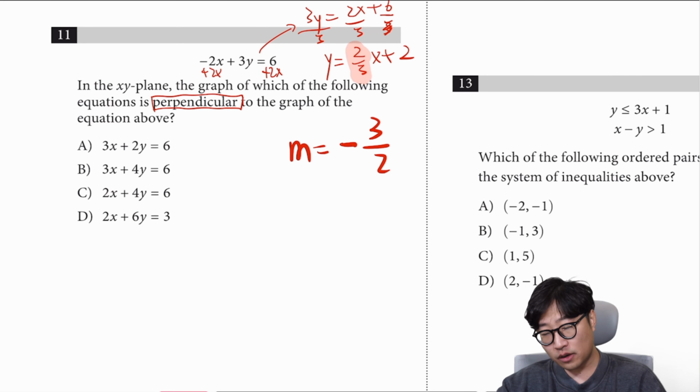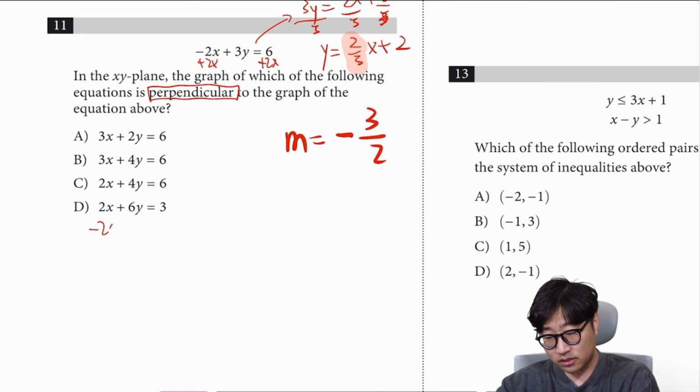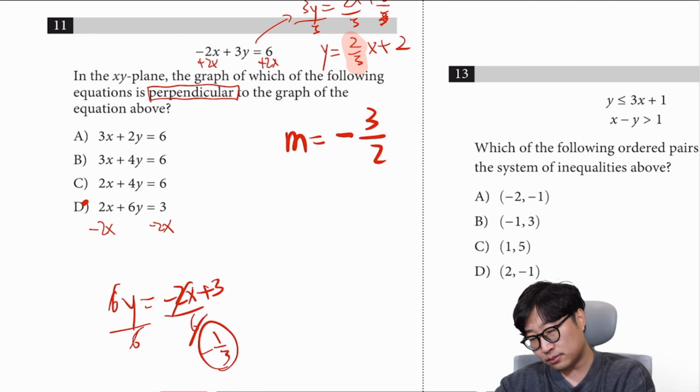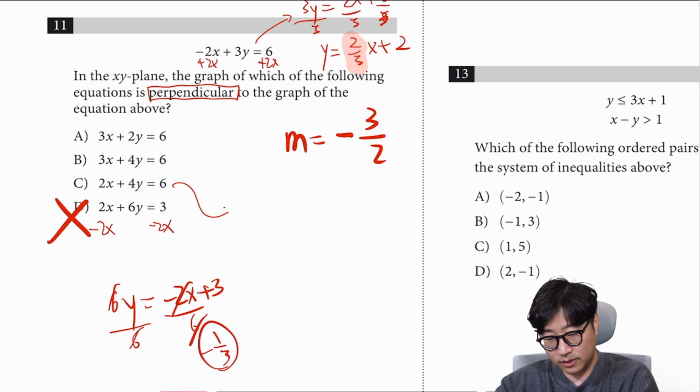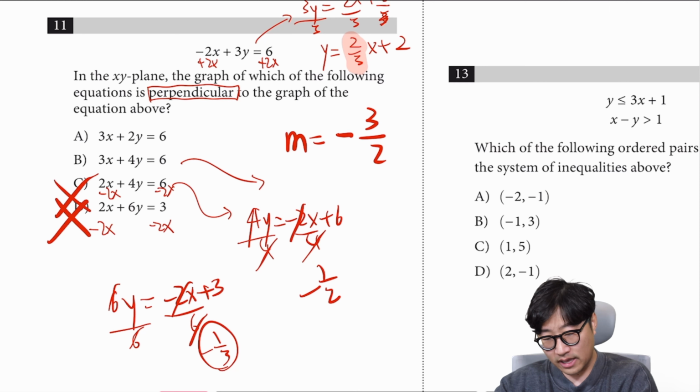So let me just dive in and start from the bottom to see which one is going to give me a slope of -3/2. Let's go. Subtract 2x on both sides, so you get 6y is equal to -2x plus 3. Divide by 6 on both sides. The point is, you're going to get -1/3 as a slope, which is not it. Then I'm going to try that one. Subtract 2x on both sides, you get 4y is equal to -2x plus 6. Divide by 4 on both sides. The point is, I get -1/2 as a slope. That's wrong too.